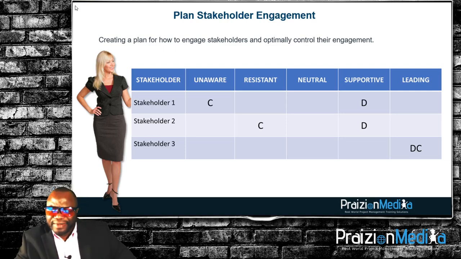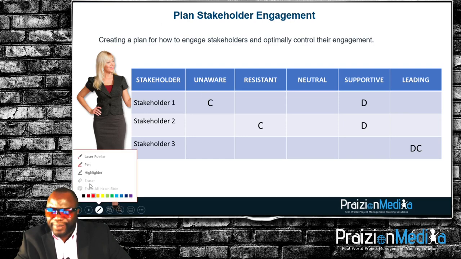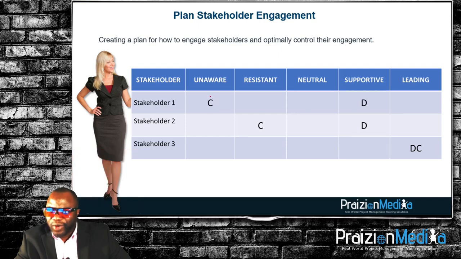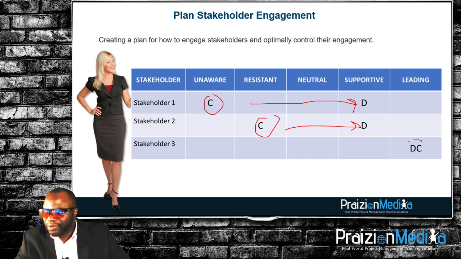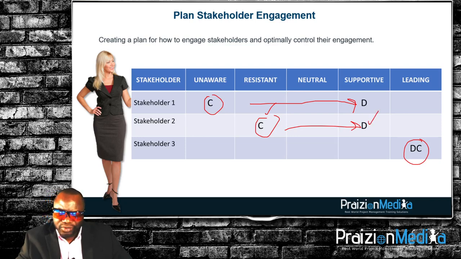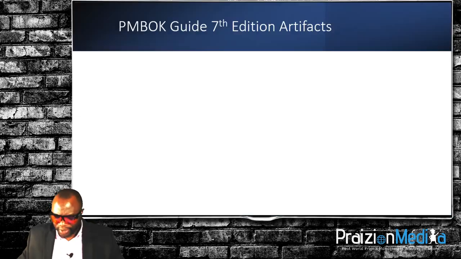But this is more than just throwing up information, it's an entire conversation about how to move a project forward by way of getting stakeholders who are unaware into a supportive role, or stakeholders who are resistant into a supportive role, or understanding that stakeholders are exactly where you want them. So C is for current and D is for desired, and it's a great tool for project teams everywhere to be on the same page. All right, going back here, we've got our stakeholder engagement assessment matrix.